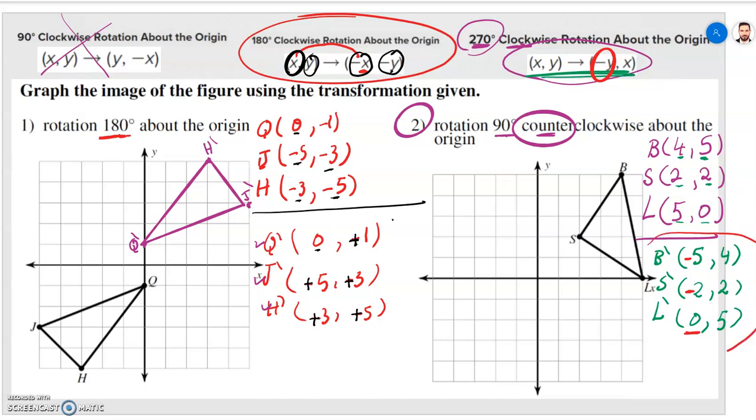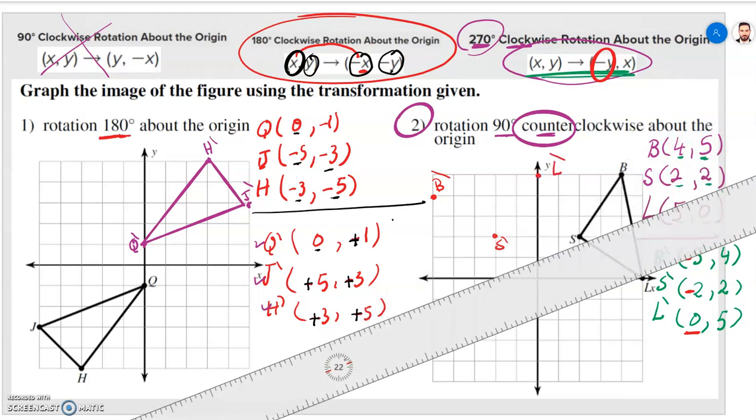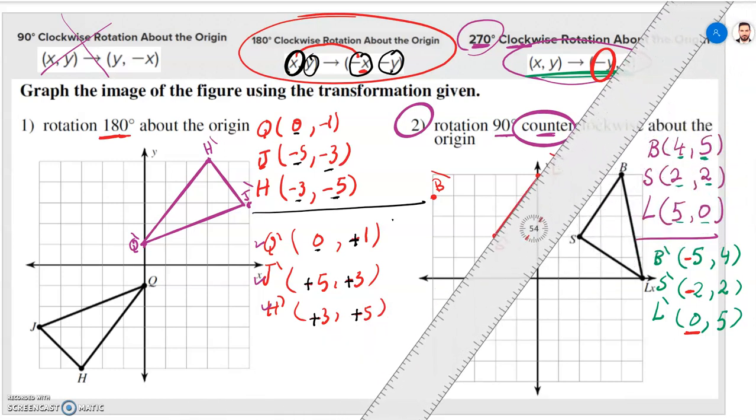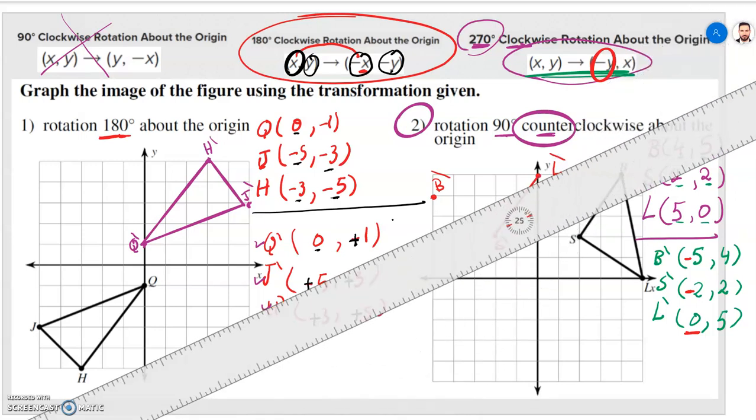Now I can draw B dash, S dash, L dash. Let's draw it. B dash is negative 5 and 4. Negative 5: 1, 2, 3, 4, 5 to the left, and 4 up: 1, 2, 3, 4. This is B dash. Then S dash, negative 2 and 2. Then L dash, 0 and 5. And after putting the points, I will match between them.